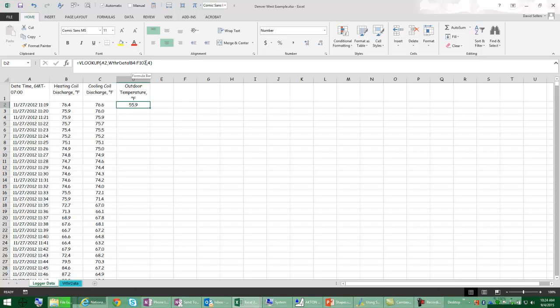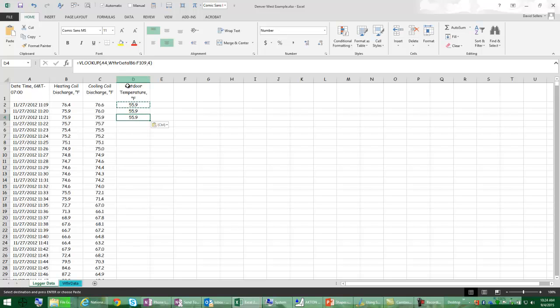B4 to F107. That's a relative address. If I copy that formula down a cell, watch what happens. Now it's B5 to F108, and now it's B6 to F109. So it keeps moving the table, the place I'd look, down. Well, the problem is, after 109 rows, I'd be looking at the spreadsheet where there wasn't any data, and I'd be clipping the data in every cell.